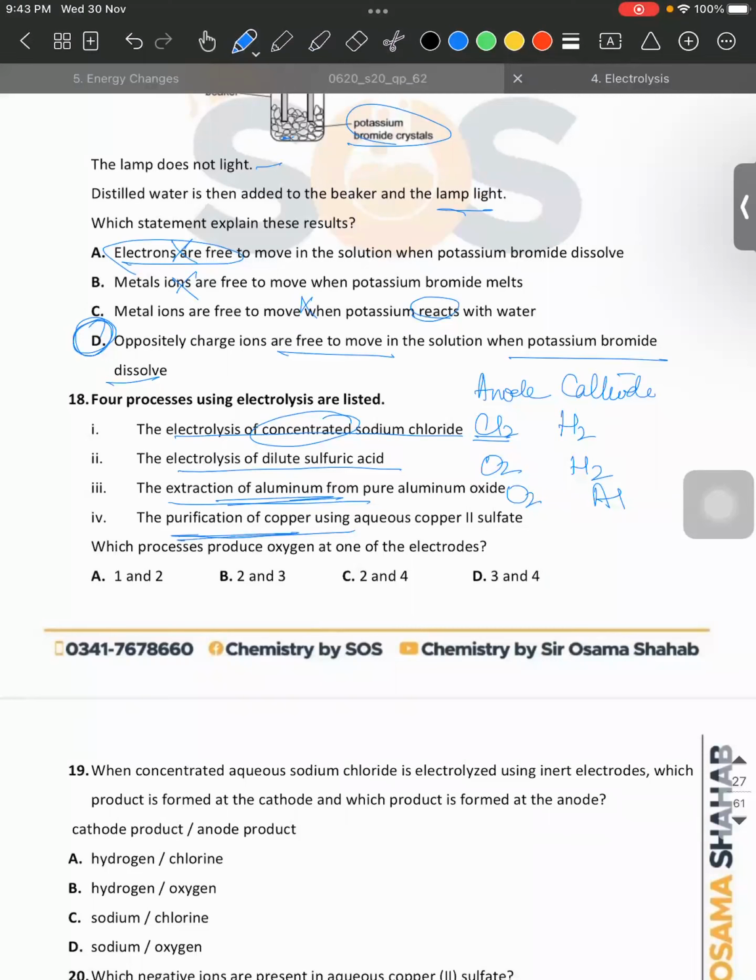And the purification of copper uses copper sulfate solution, and purification always uses reactive electrodes. So there will be copper deposited and copper dissolved, right? So the second one and the third one are the right answer. So you can say that B will be the right answer. Is that right, children?